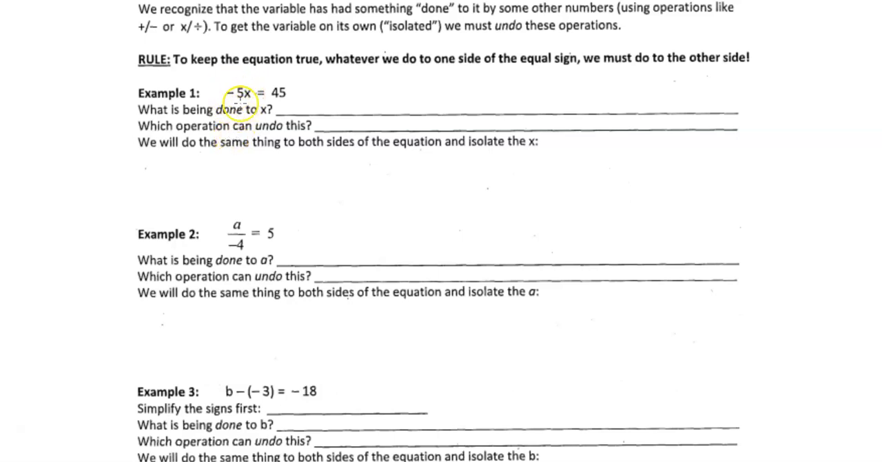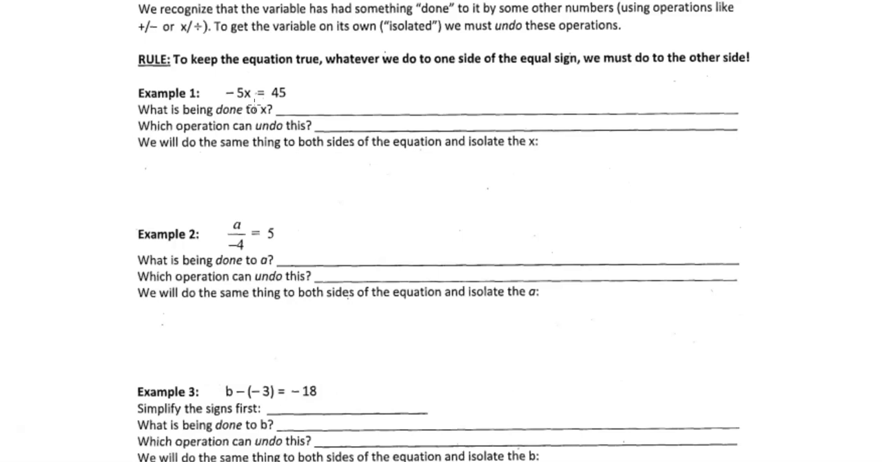If you look at the first example, we have minus 5 times x equals 45. From elementary school, you can probably look at that and tell me what x is. If I were to say negative 5 times what gives you 45? 9. Negative 9. Yeah, right? Two negatives will make you positive.